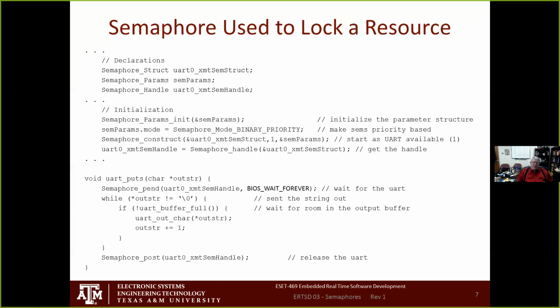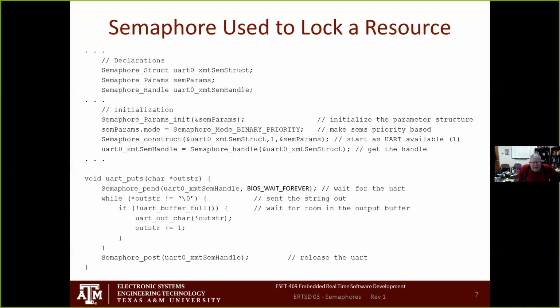One of the other things that we can use semaphores for is for locking a resource. So what you've seen is that semaphore was a flag that we've completed an event. We can also use it to lock a resource. And here's some examples of the declarations. This is a more detailed example of how to initialize the thing.